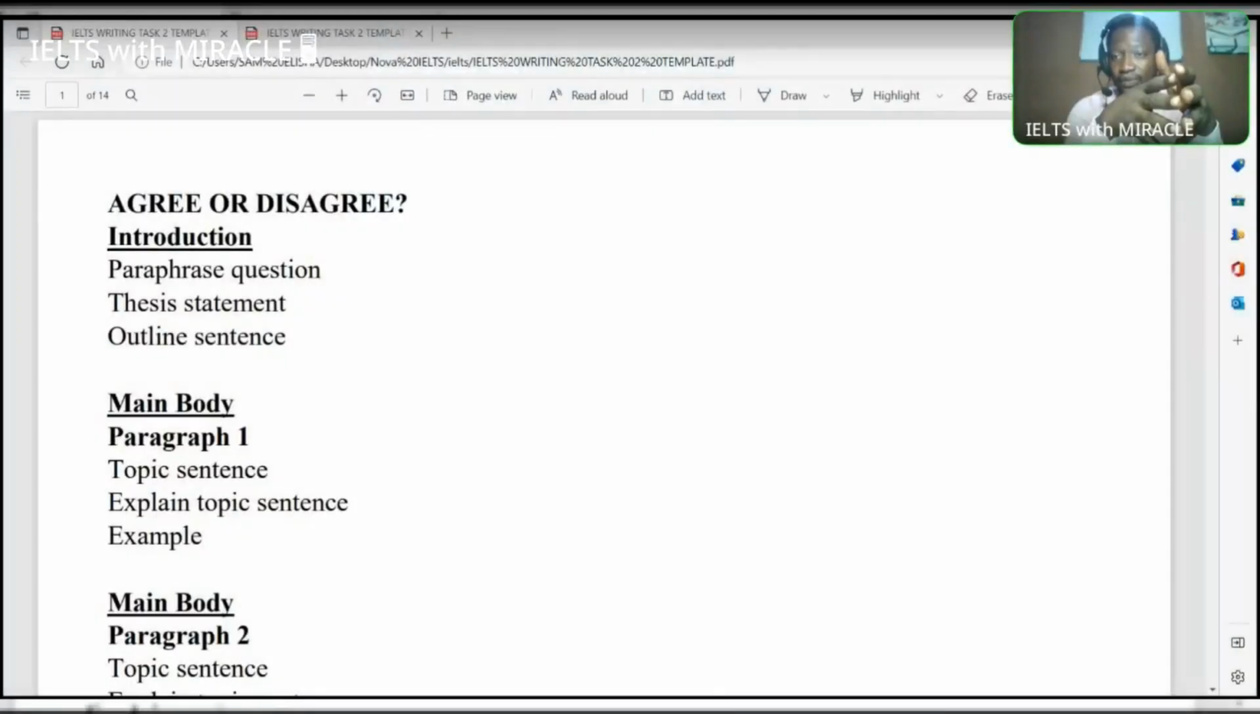They will know whether you're meeting the task achievement or not. So very important. Now, the next thing after task achievement that they will look at will be coherence and cohesion.